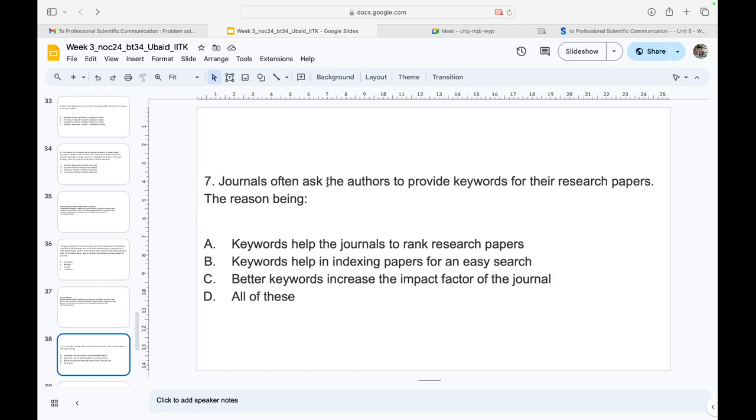Journals often ask the authors to provide keywords for their research paper. What is the reason for providing them? Keywords help the journals to rank research papers. Keywords help in indexing papers for an easy search. Better keywords increase the impact of the journal. All of these. How do better keywords increase the impact factor of the journal?